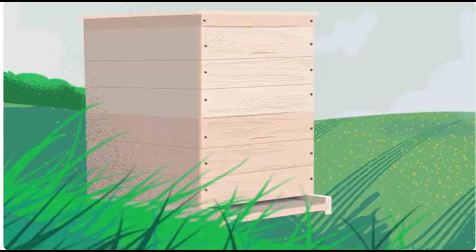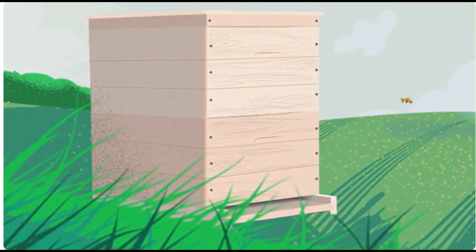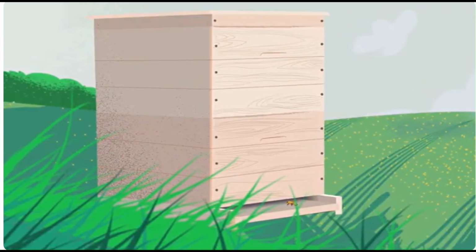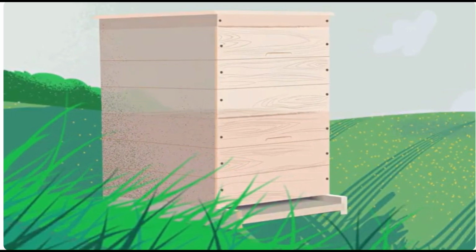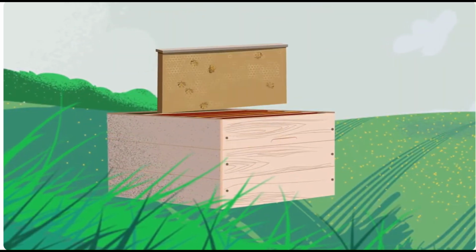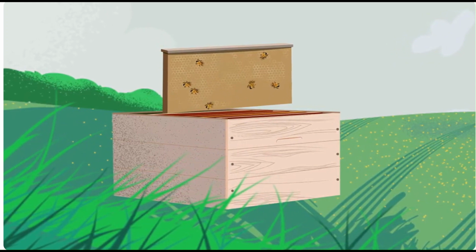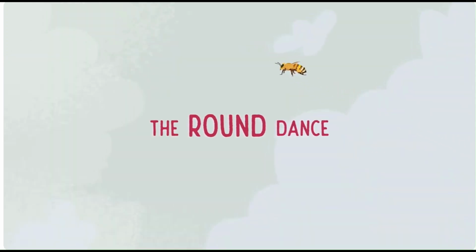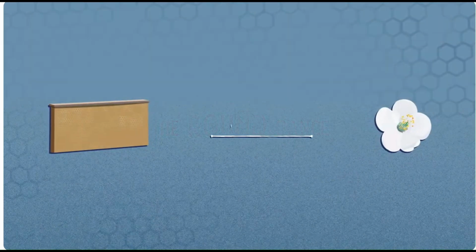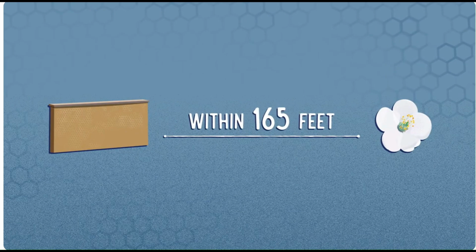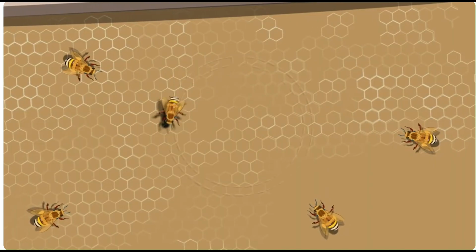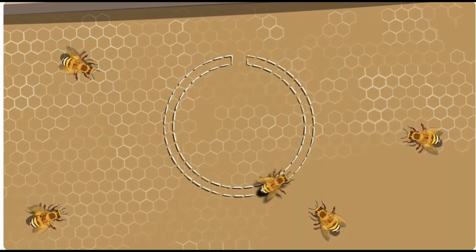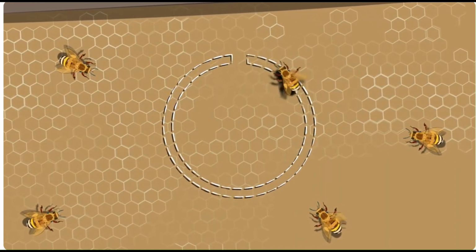found. She brings a sample of the nectar or pollen with her to share with her nestmates. By dancing a certain path and direction and using vibration, sounds, and scents, the returning bee tells other bees where to go. The first dance is called the round dance. The round dance conveys that food is nearby, within 165 feet. To communicate this, the bee runs around in small circles, suddenly reversing direction to her original course.